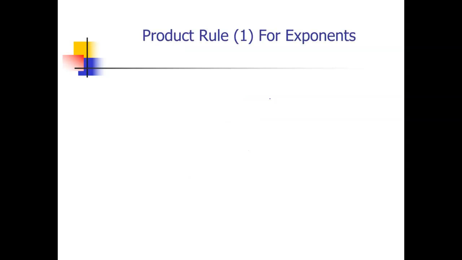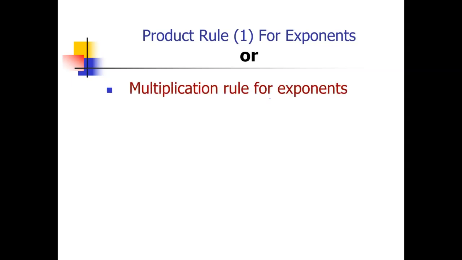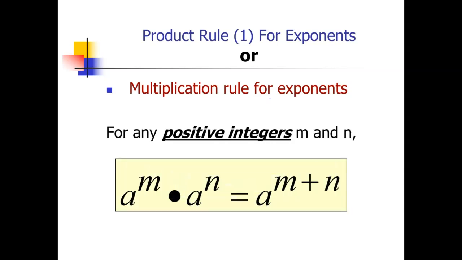So here we begin with our first rule, the product rule for exponents. It's also called the multiplication rule for exponents. Please go ahead and copy down the rule because you might need it in order to simplify the examples in the next slide. a to the power m times a to the power n equals a to the power m plus n, for any positive integers m and n.